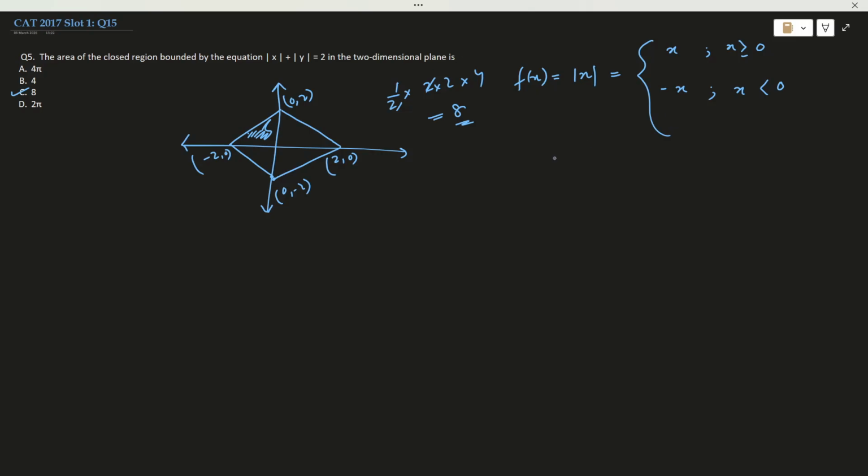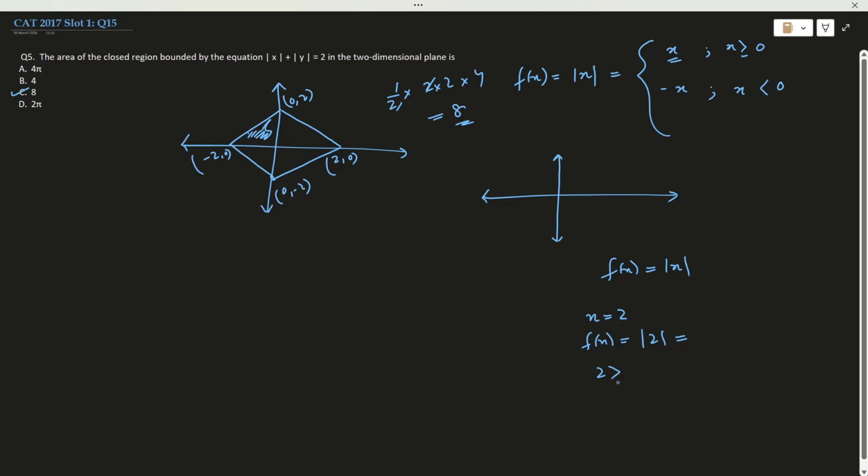Alright guys, so the graph of mod x. I have f of x equal to mod x. Say x equal to 2. So what will be f of x? F of x will be mod of 2. What did I say? I said f of x is equal to x when x is greater than or equal to 0. 2 is greater than or equal to 0, which is true. That means f of x, mod x, will be x. And what is x? X equal to 2. So when x equal to 2, y is equal to 2.